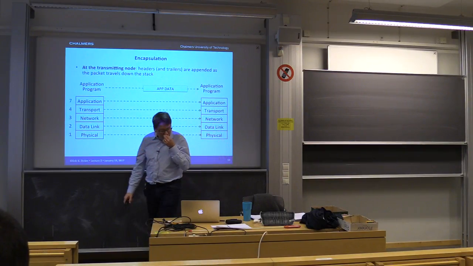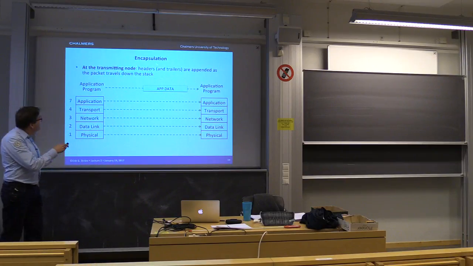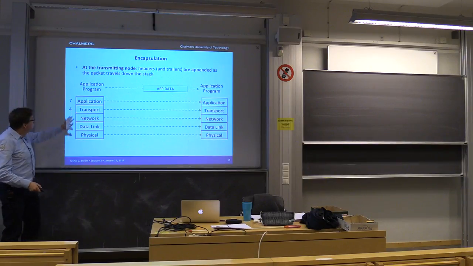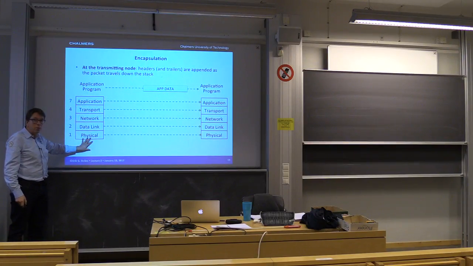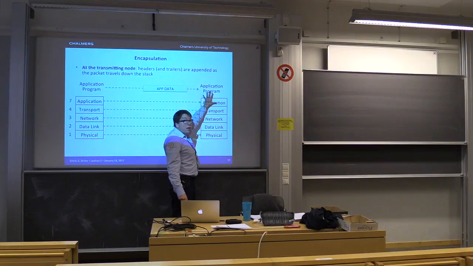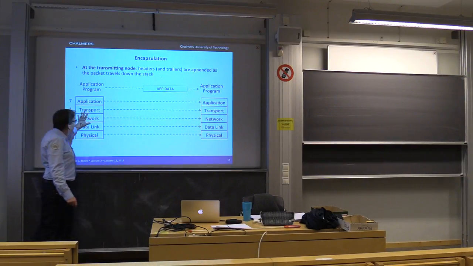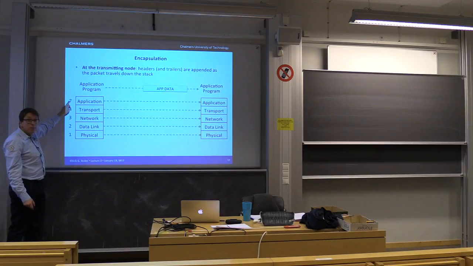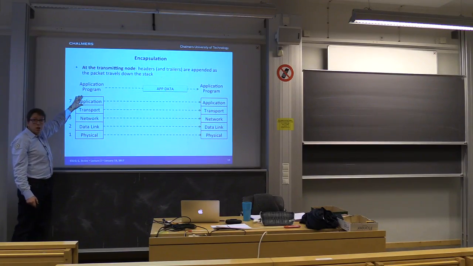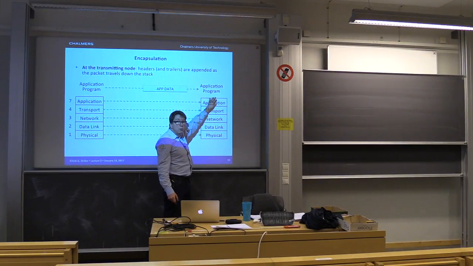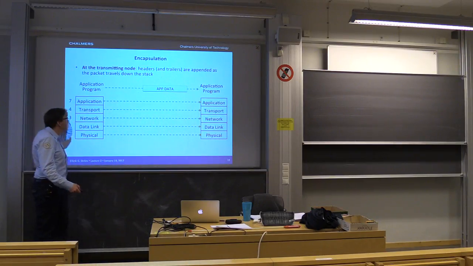At the transmitting node, headers and trailers are appended to the packet as it travels down the stack. So suppose that this is the transmitter side that wants to transmit some information, and this is the receiving side. This is at some other physical position than this one. They both have a protocol stack consisting of 5 layers here, 1, 2, 3, 4, 5. And the application protocol entity here would like to talk to the application protocol entity here. So there is some horizontal communication going on here.